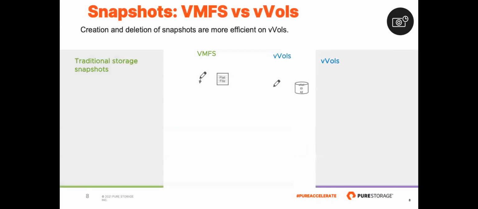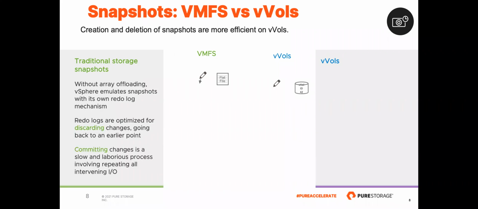So now we'll just look at how snapshots work in traditional VMFS versus how it operates in vVols. With traditional storage, snapshots are managed by vSphere. Although vSphere is efficient with snapshots, arrays are much better at doing that job.